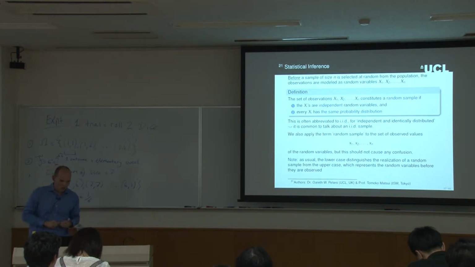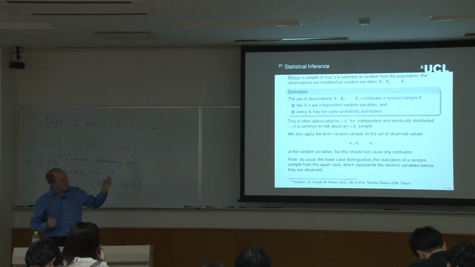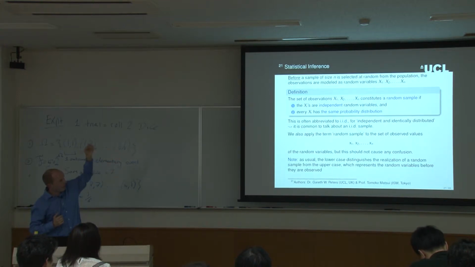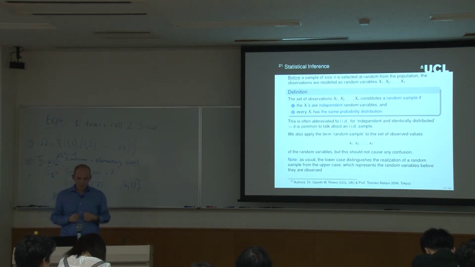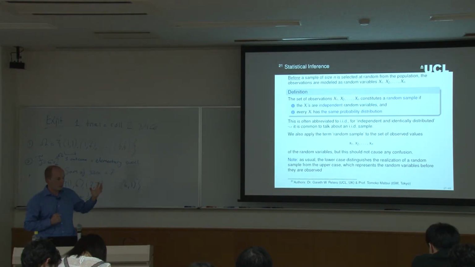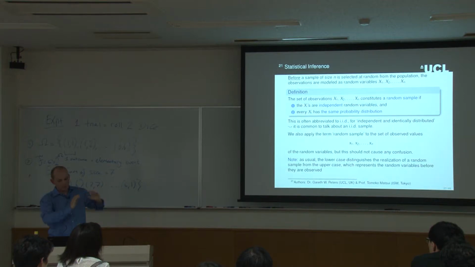So, what's a random sample? Before we collect a sample of size n, the observations are modeled as random variables. So we have x1 to xn, so n random variables. And the definition of a random sample is that the set of observations, x1 to xn, the xi's are independent random variables, and that every xi in this set has the same probability distribution. This is often referred to as independent and identically distributed, so IID. We also apply this same term, random sample, when we talk about the set of observed values. Here, capital X we typically use for the random variables themselves, and lowercase x is for the observations.